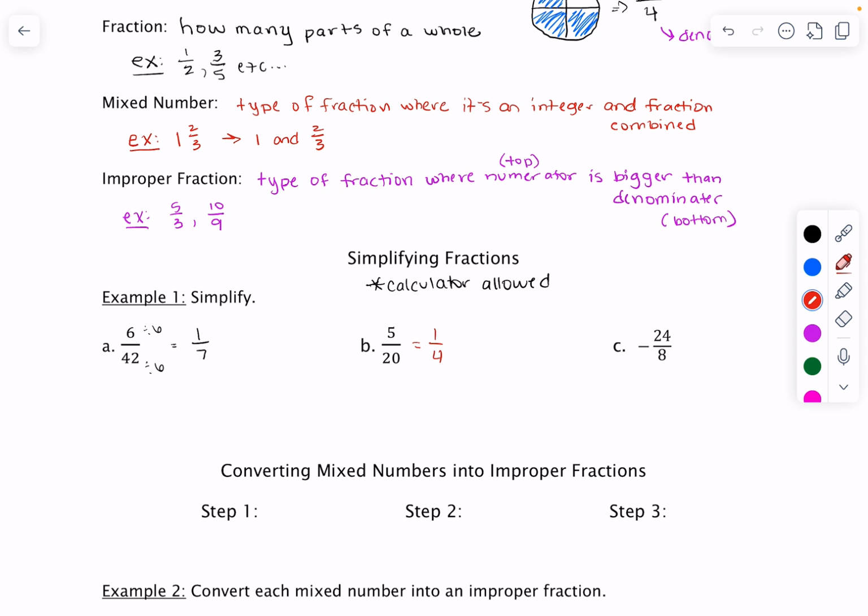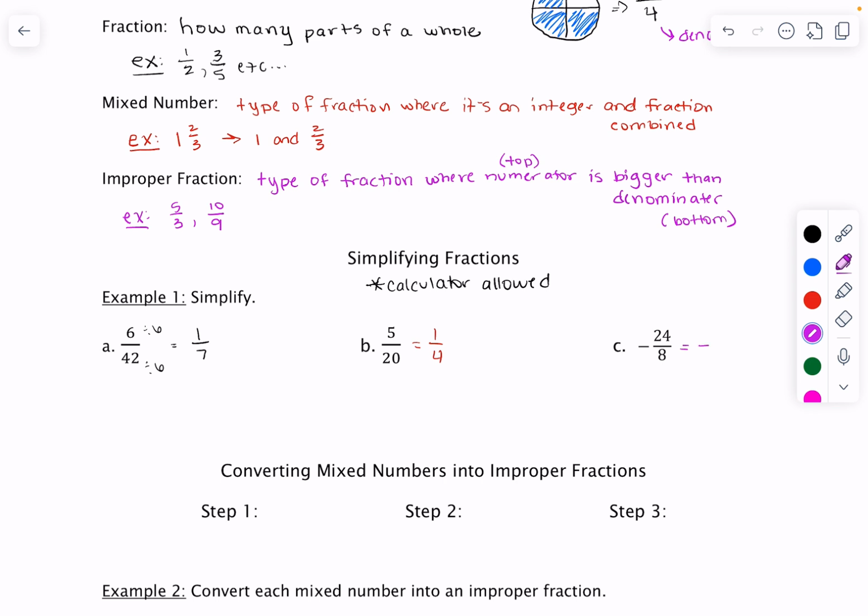So what about a negative number? We've got negative 24 divided by 8. So negative 24 divided by 8, the negative is just going to carry over. So I'm going to have that negative in front.